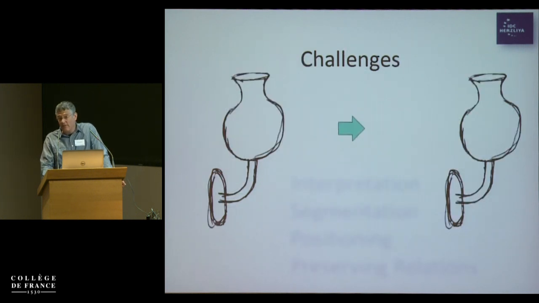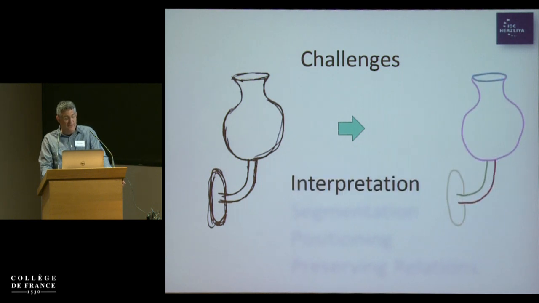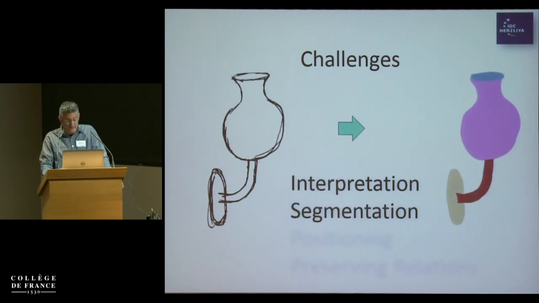The challenges involved in this task are, first of all, interpretation. You see there are many lines in the drawings, and some of them are silhouette lines, and some of them are internal lines, right? So how do we recognize or divide the sketch into these two types of lines?